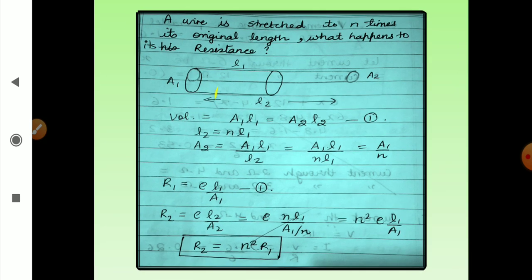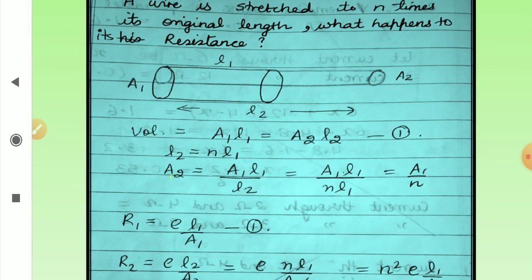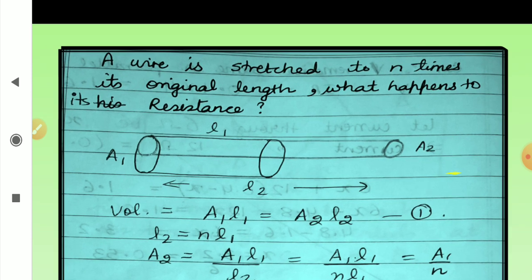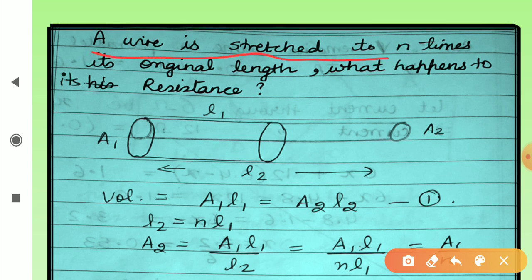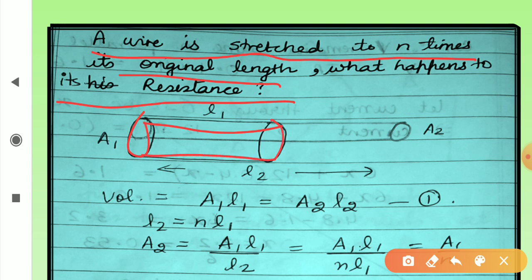Next comes a question. Another very good question. Just try to understand it. A wire is stretched to n times its original length. What happens to its resistance? एक वायर है आपके पास ऑलरेडी, सपोजिंग यू हैव दिस वायर, और इसी वायर को स्ट्रेच करके हमने लंबा कर दिया है. ठीक है, मतलब ऐसा नहीं है कि हमने मटेरियल बदला है, मटेरियल हमारे पास उतना ही है, उसको हमने किसी तरह से खींच के लंबा कर दिया है.